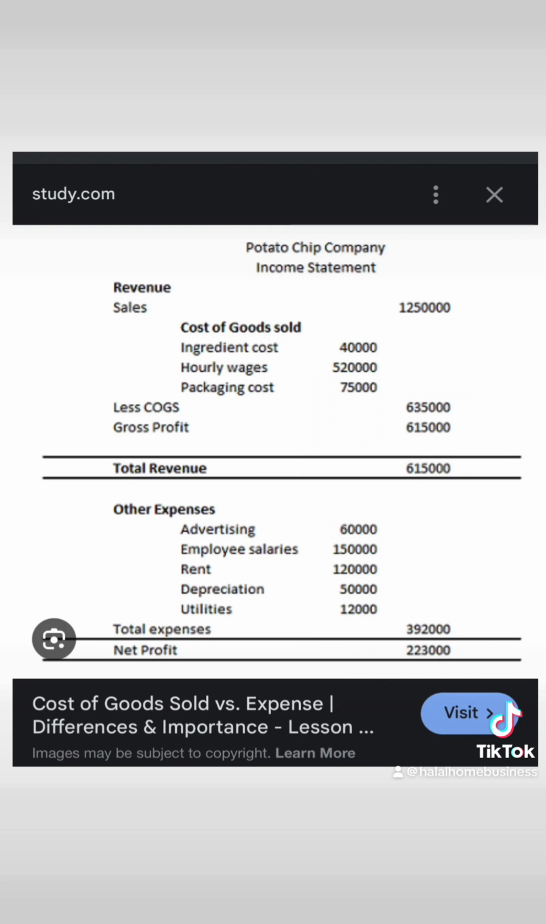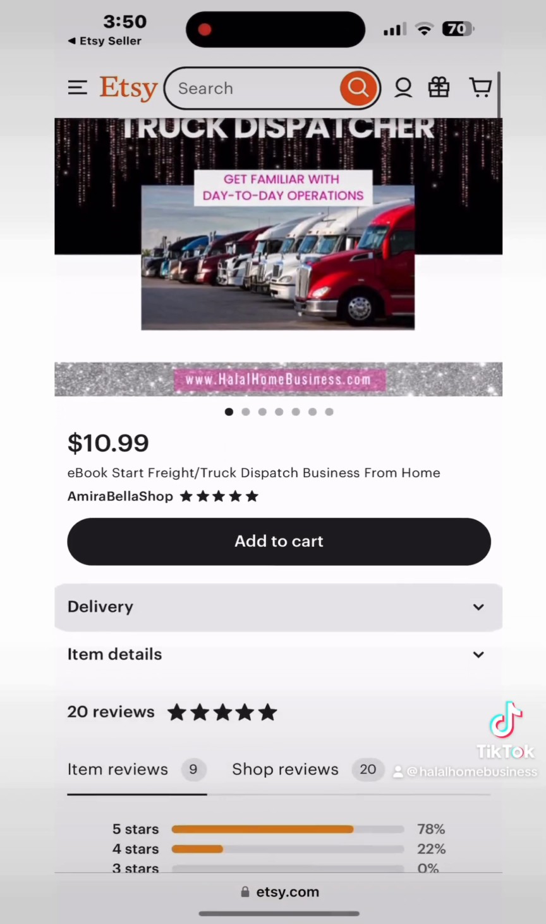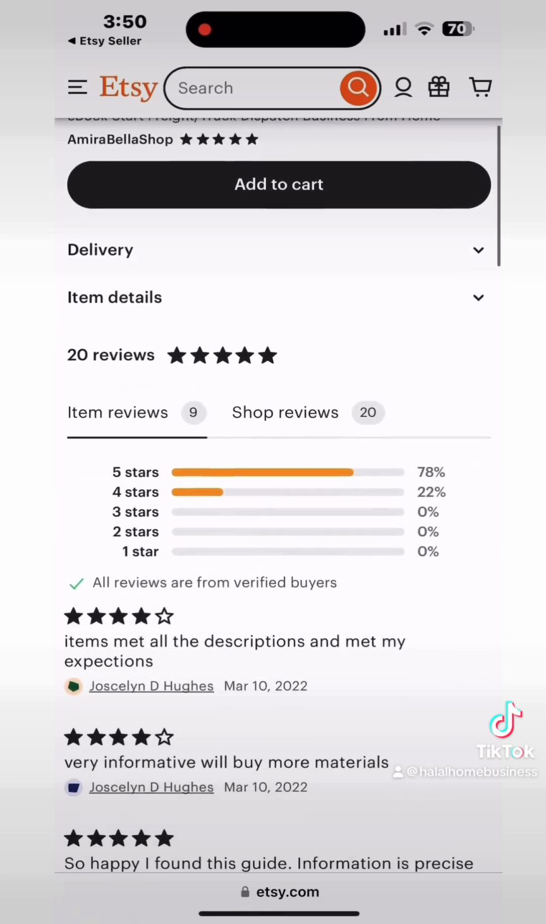So this is an example of a potato company. In order to make the chips, they need the ingredients, they have to pay their workers, and the packaging costs. So those will be considered cost of goods sold, whereas advertising, rent, utilities, things like that are other business expenses. So I wanted to show you guys some real examples.